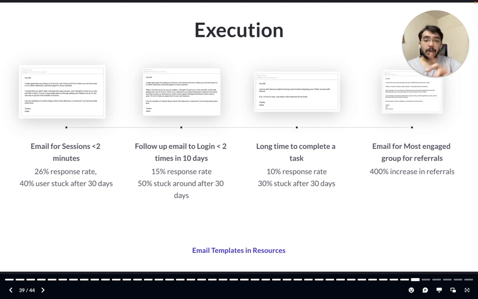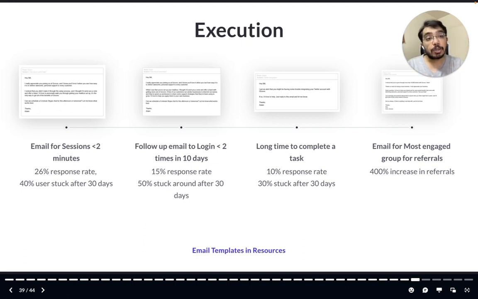For example, emails for sessions less than 2 minutes, login less than 2 times in 10 days, and long time to complete a task. If someone takes a long time to complete a certain task, for example adding a ticket or creating a Zoom call, they turned it into a red flag metric. All right, but they went one step ahead. They said this is ideally for the person who's going to get churned.